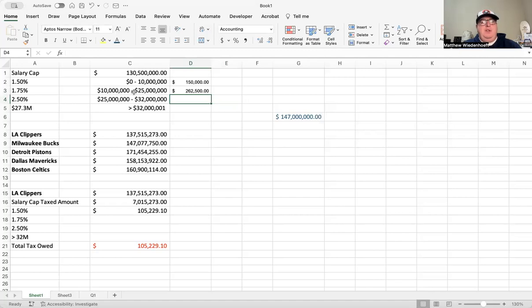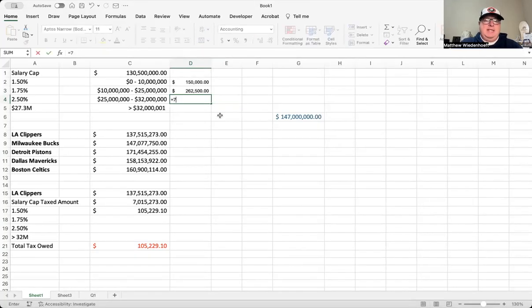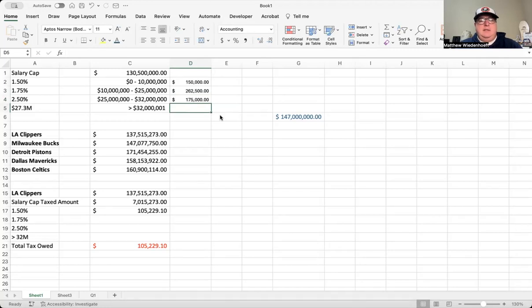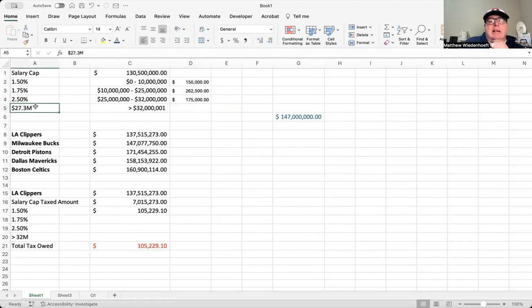And then if you are between 25 and 32 million over, you're going to be in tier 3. And this amount here is $7 million. 32 million minus 25 million is 7 million. So that's going to be 7 million times 0.025. That's 175,000. Now, if you spend over $32 million over the cap, you get a flat tax of 27.3 million.